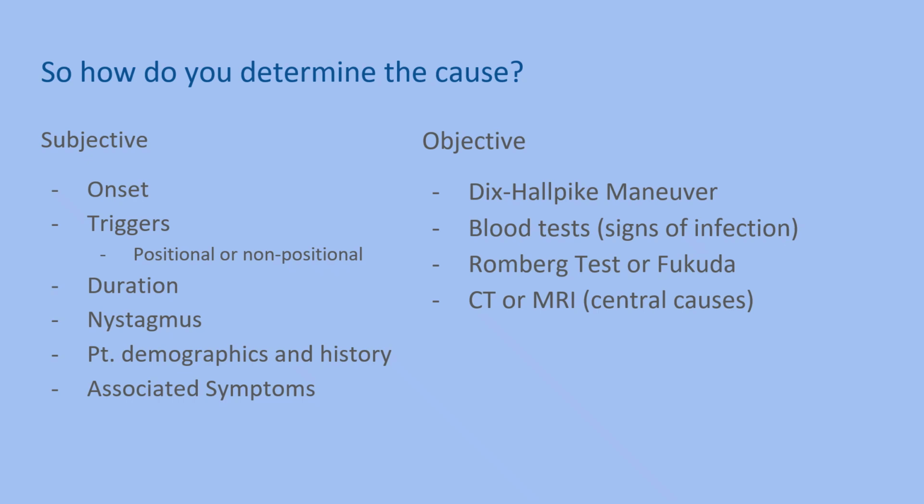The Romberg test, or the Fukuda maneuver, measures the subject's abilities to maintain balance by using their proprioceptive, vestibular, and vision systems. It's not exactly a vertigo test, but more of a vestibular function test. And CT or MRI scans can help identify infarcts or tumors.